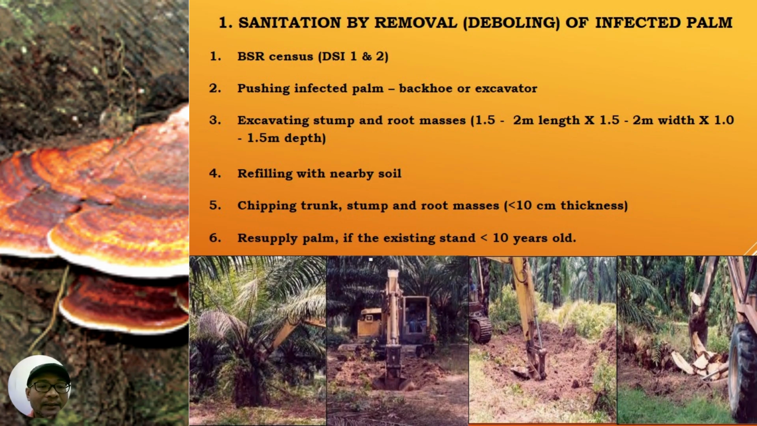After we did the census, we got the DSI 1 or 2. Then we push the infected palm using a backhoe excavator. Then we excavate the stem and root masses, 1.5 meters in length by 1.5 meters in width by 1 meter in depth. After that, we refill with the nearby soil. We chip the trunk, stem and root masses to less than 10 centimeter thickness, and we resupply the palm in the field if the existing stem is less than 10 years old.